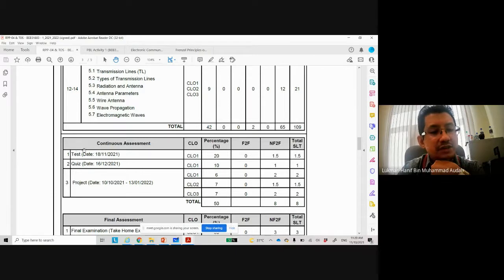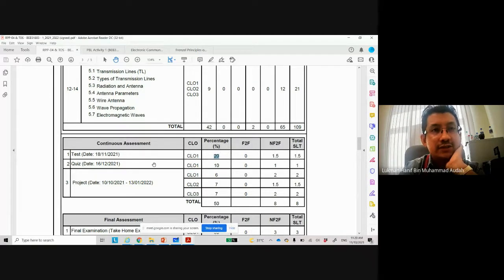And then quiz, so test would be done on the first half of the semester. Quiz will be done on the second half of the semester. Okay, so markah untuk test 20%. Okay, nanti saya akan berikan topiknya up to chapter 3, up to power calculation for the AM amplitude modulation. Ini pun nanti saya akan jelaskan.